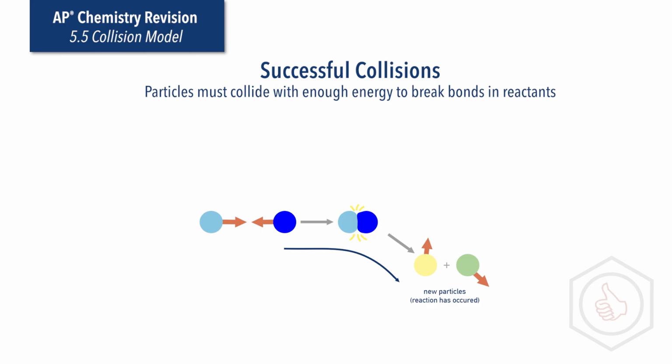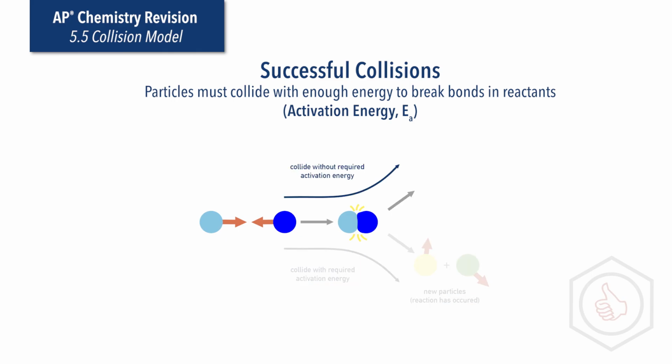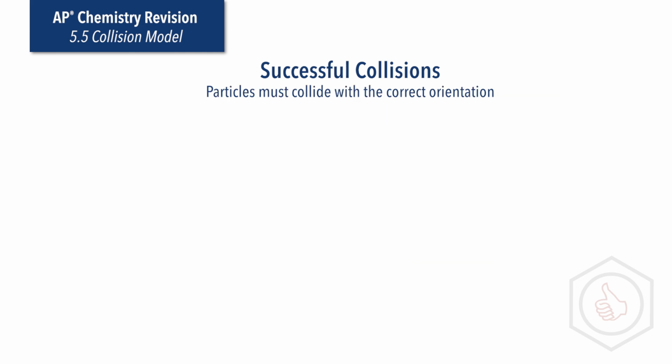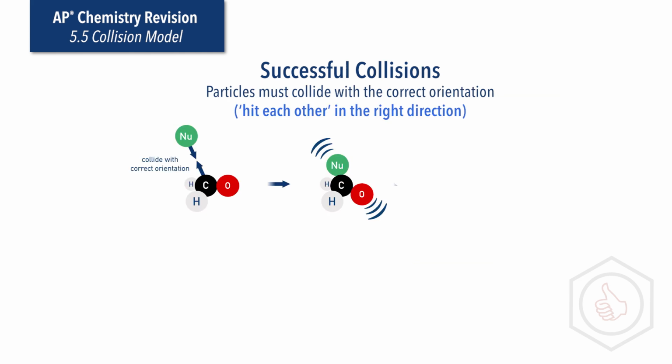This amount of energy is called the activation energy for the reaction. If the particles collide with too little energy, the particles simply bounce off each other without reacting. No bonds in the reactants get broken, which means no products can then be formed. The particles also have to collide with the correct orientation. This means the particles must hit each other in the right direction in order to form a product.